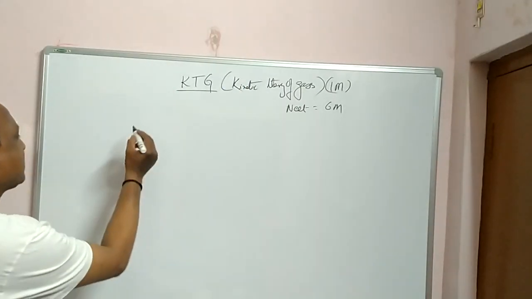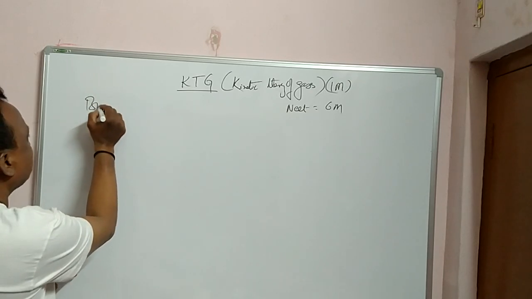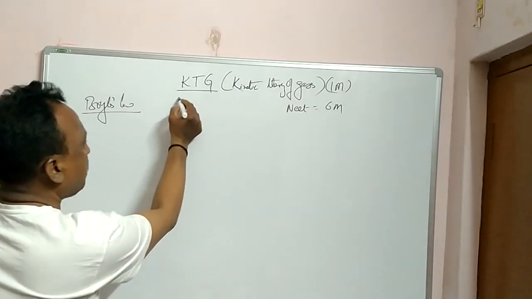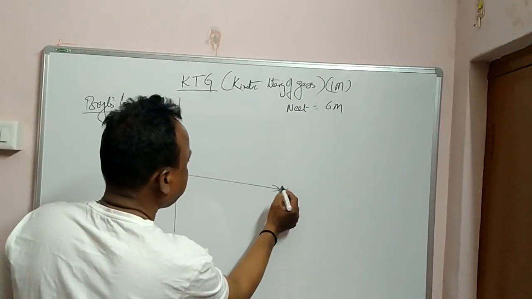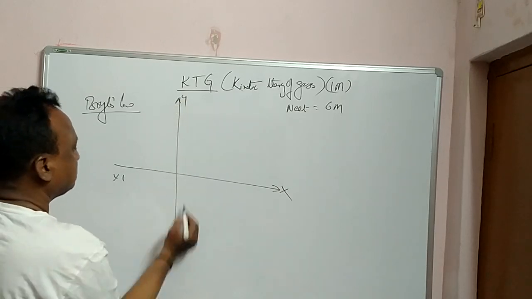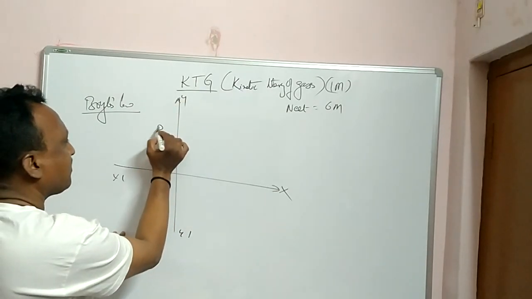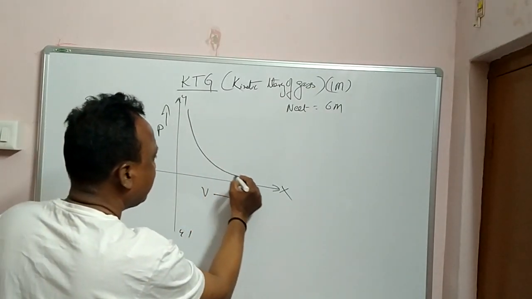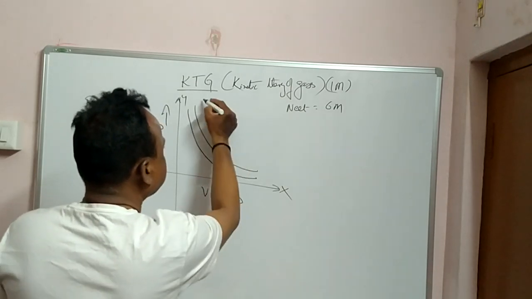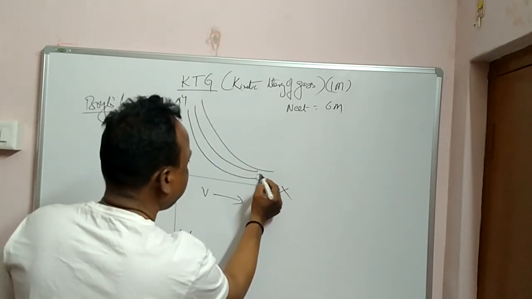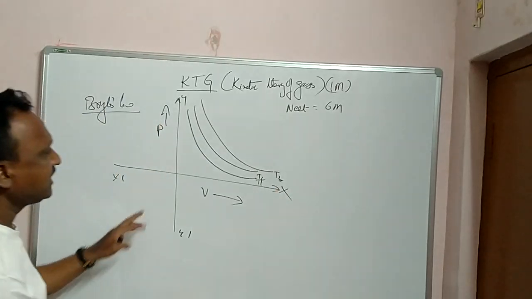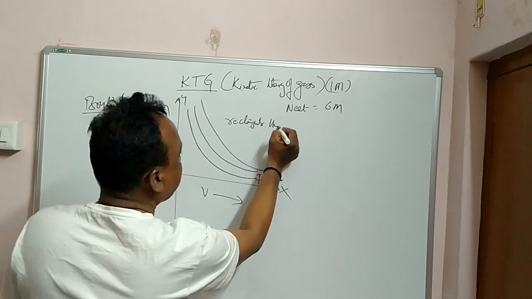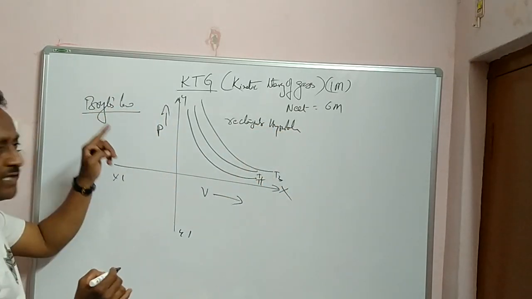So in this, first of all, we will be dealing with Boyle's law. So what is Boyle's law actually? Boyle's law is nothing but the PV graph, that is pressure on y-axis, volume on x-axis. If you observe carefully, it is a rectangular hyperbola for different temperatures. For example, this is T1, T2, T3. It is a rectangular hyperbola.